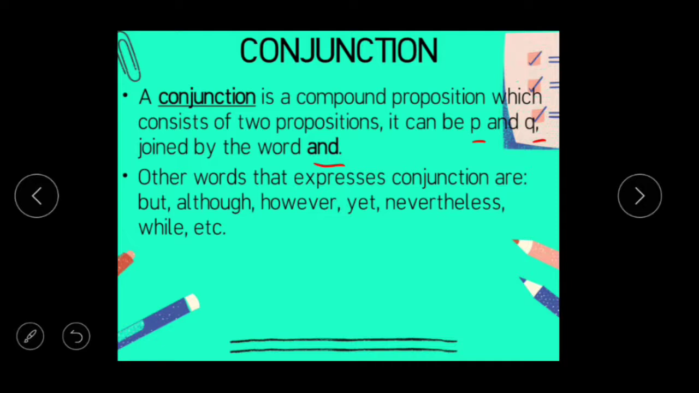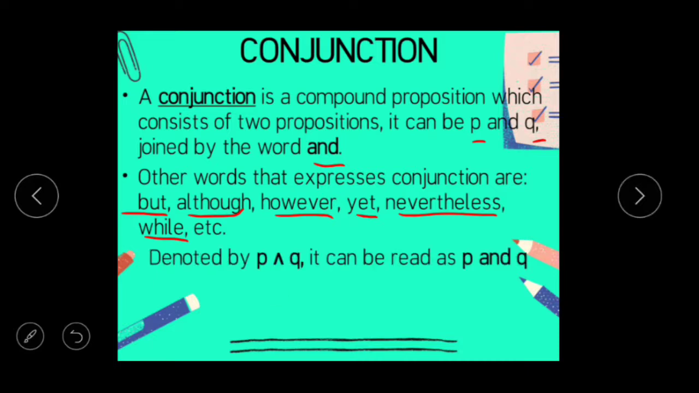So, ano pa yung mga ibang word na yun? Pwede yung but, although, however, yet, nevertheless, while, and many more. Kapag nabasa natin yan sa sentence or sa compound proposition, automatic, ang compound proposition na yun ay conjunction. It is denoted by, ayan. So, paano binabasa? It can be read as P and Q. Yung symbol for and is parang V na baliktad.